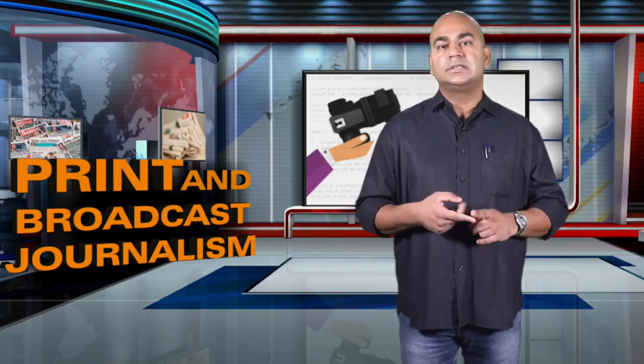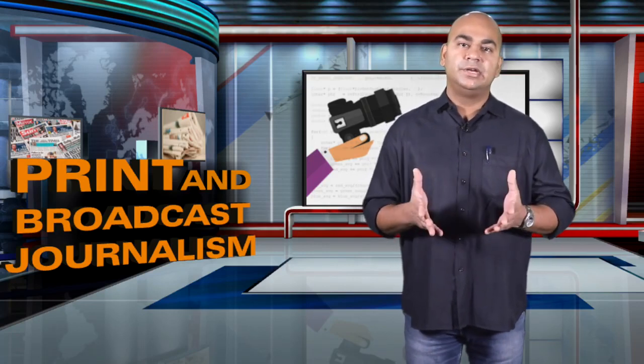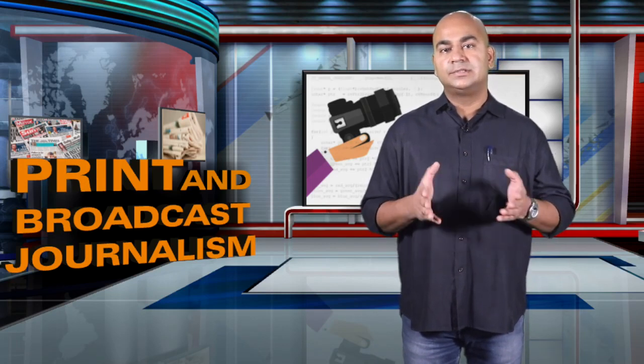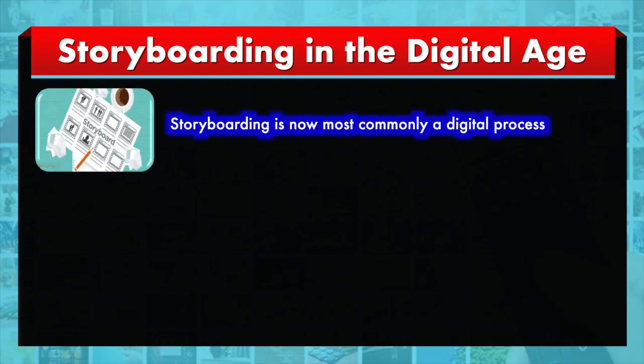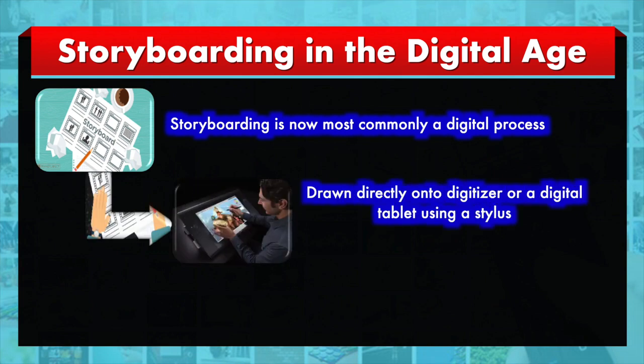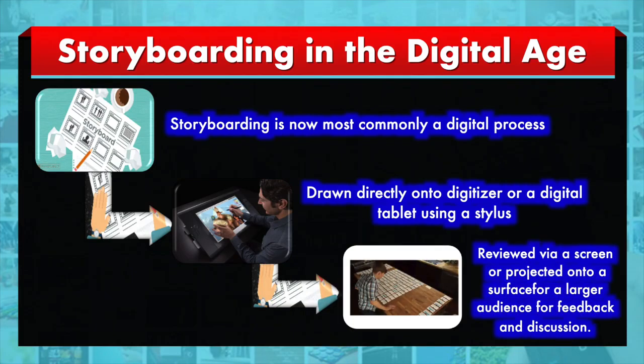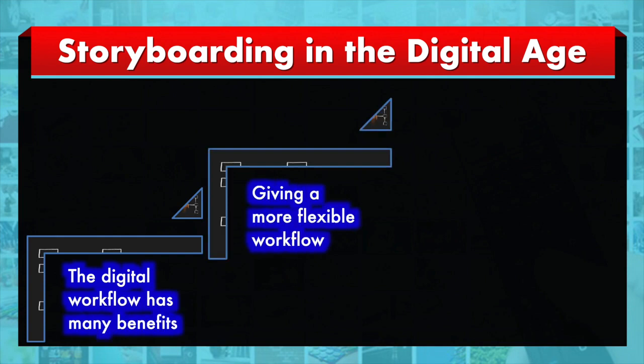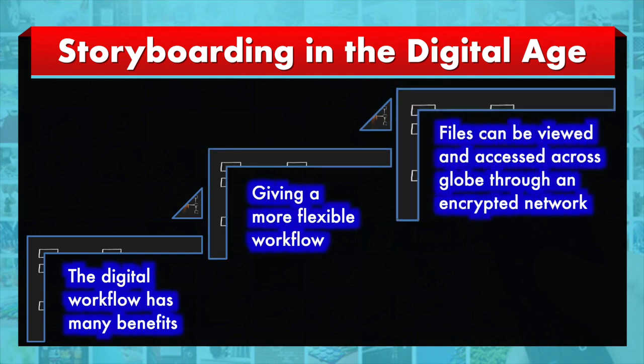Today, digital processes are leading all the production phases of a media product, right from pre-production to post-production and all the steps in the middle. Storyboarding, like many other media product processes, is now most commonly a digital process too, drawn directly onto a digitizer or a digital tablet using a stylus and reviewed via screen or projector onto a surface for a larger audience for feedback and discussion. The digital workflow has many benefits, such as giving a more flexible workflow where files can be viewed and accessed across the globe through an encrypted network.